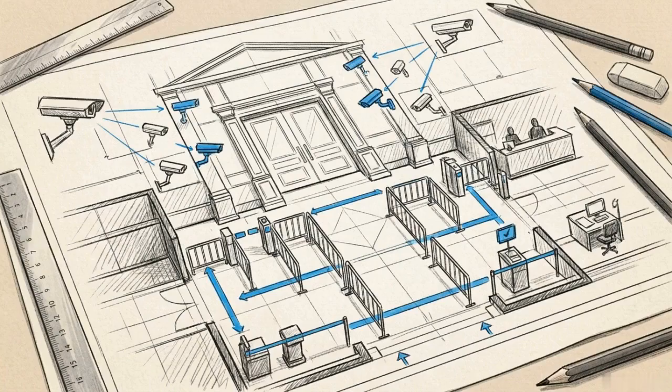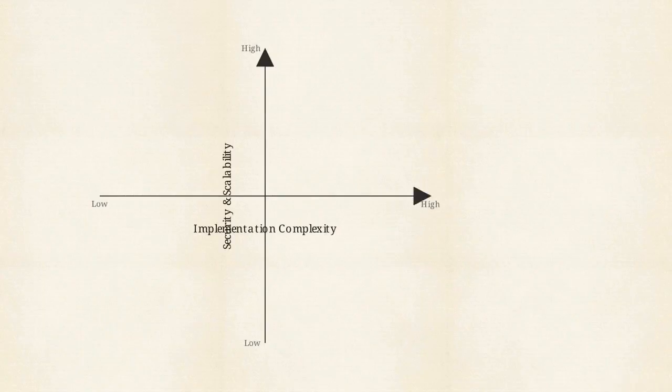Effective API security requires matching the strict limitations of a protocol to the specific constraints and budget of your application. This chart graphs our options by implementation complexity on the bottom axis, and security and scalability on the side. Down here in the bottom left, we have stop 1, basic auth. Think of this as the megaphone.